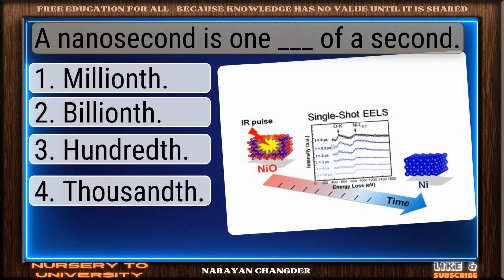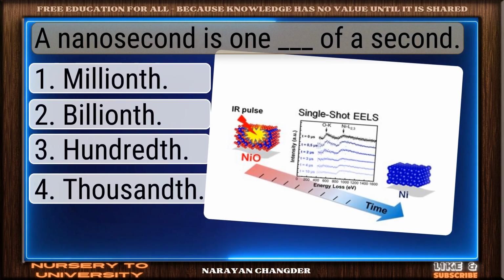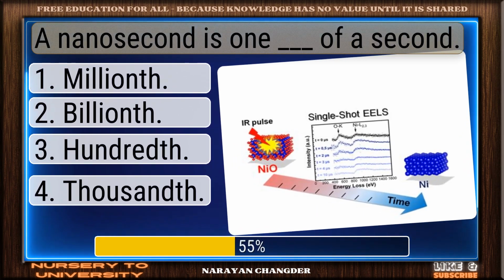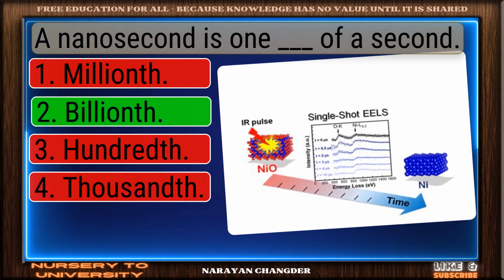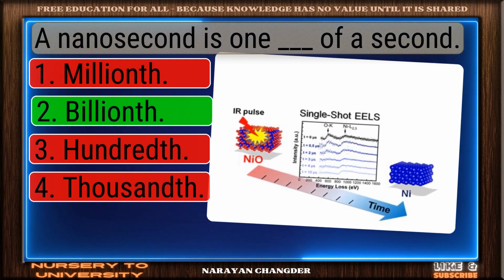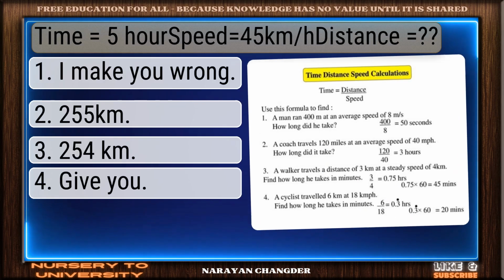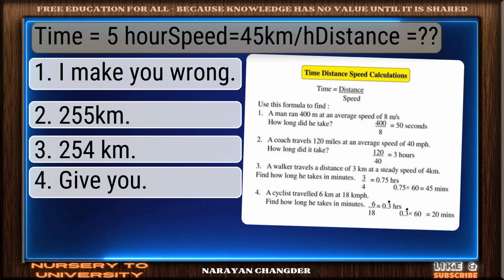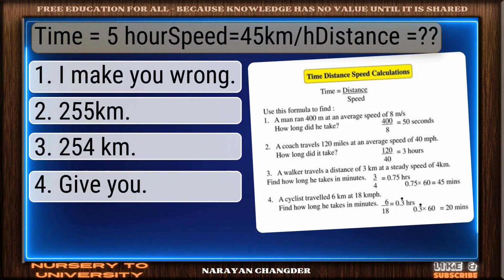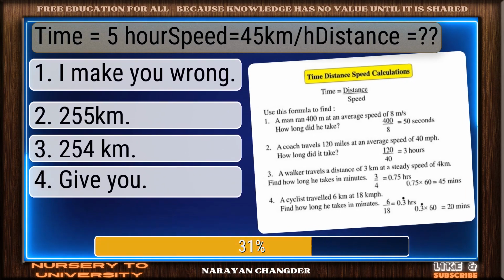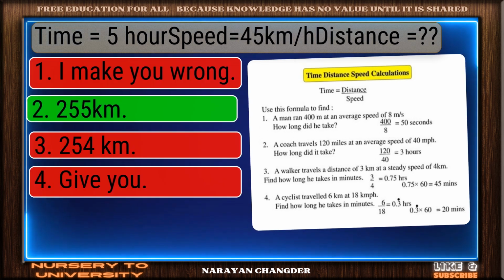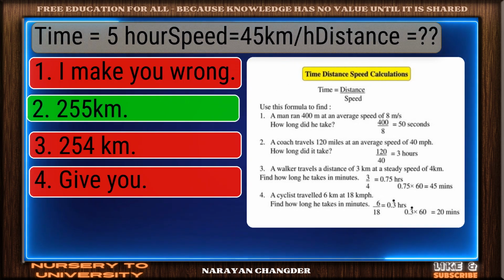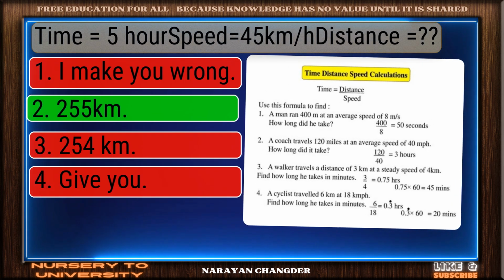Question number 126. A nanosecond is 1 dash of a second. You chose billionth, and it is correct. Question number 127. Time equal to 5 hour, speed equal to 45 km per hour, distance equal to. Nice work. You chose 225 km and it is correct.